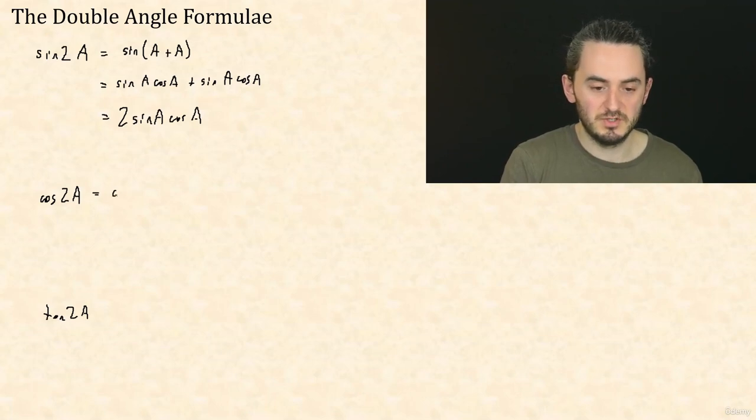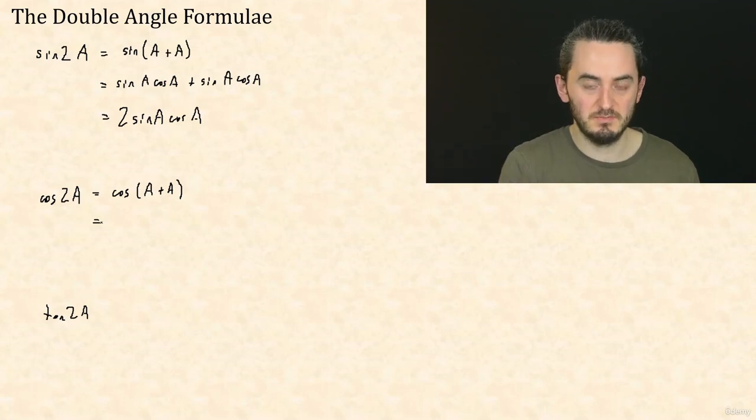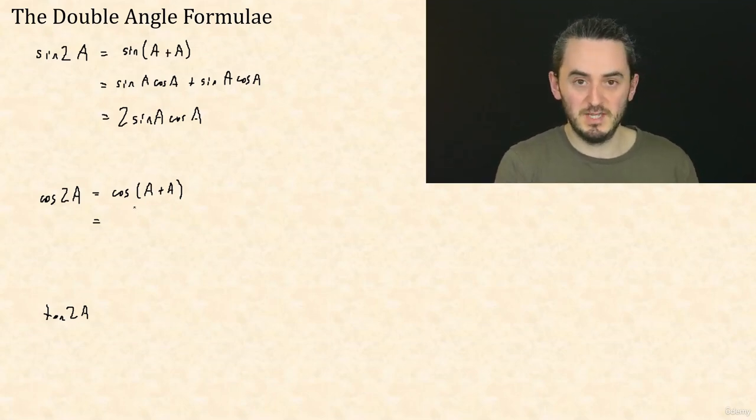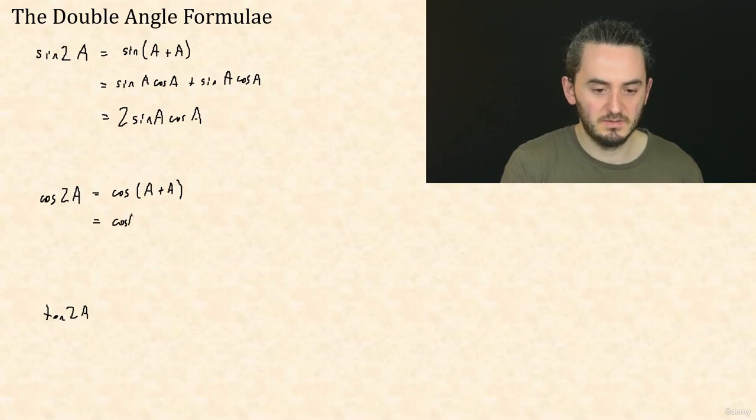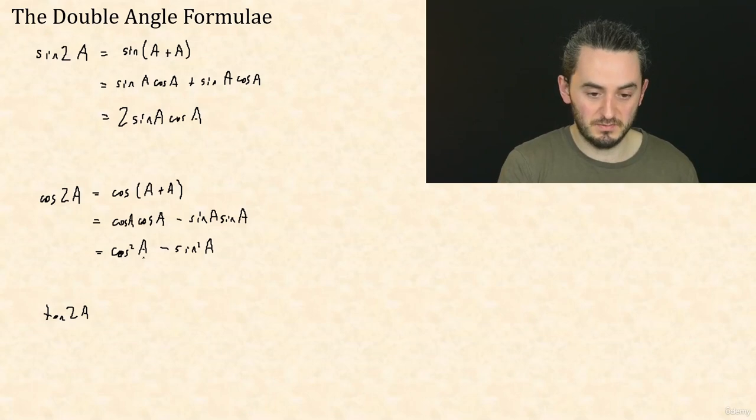We do the same trick for cos. We just think of it as being cos of a plus a. So what's our addition formula for cos? Well, it's cos a cos b minus sine a sine b. It's just here we've got a and a. So it's cos a cos a minus sine a sine a. So cos a cos a is cos squared a, and minus sine a sine a, which is just sine squared a. Now, in a moment, I'm going to go through some other versions of this, but for now, there is our double angle for cos.